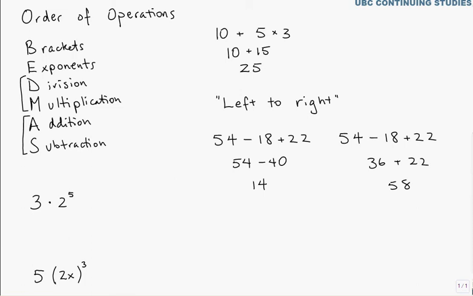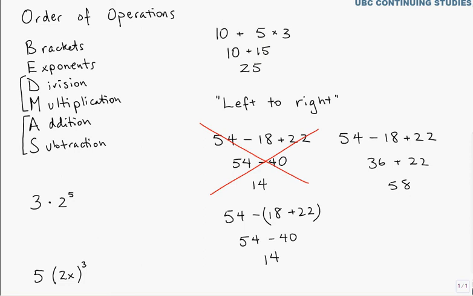What you've essentially done in the first example is you've grouped the 18 and the 22 in brackets. So if you had 54 minus 18 plus 22 with brackets around the 18 plus 22, then of course you would have to evaluate the 18 plus 22 first. Brackets is the first thing on our list of order of operations. And so that would be 54 minus 40, which is 14. But this one here is wrong. Can't do it that way.